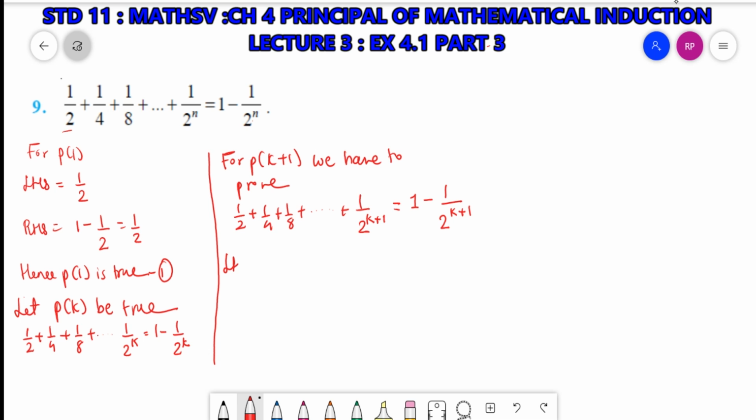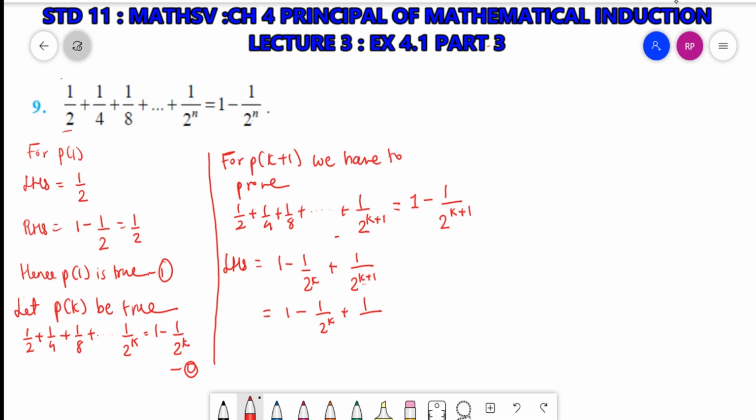Now let's take LHS. Okay, before 1 upon 2 raised to k plus 1, the term before it will be 1 upon 2 raised to k. So that is this one. So let's take its RHS, that is 1 minus 1 upon 2 raised to k plus this last term 1 upon 2 raised to k plus 1. Okay, so now 1 minus 1 upon 2 raised to k plus.